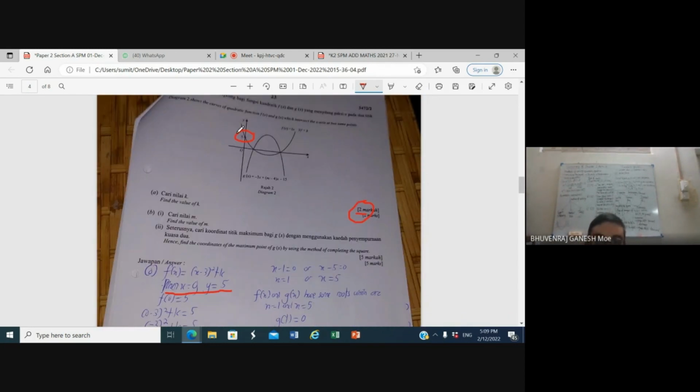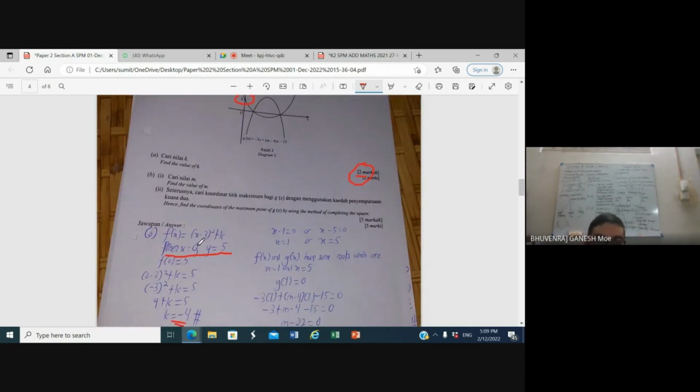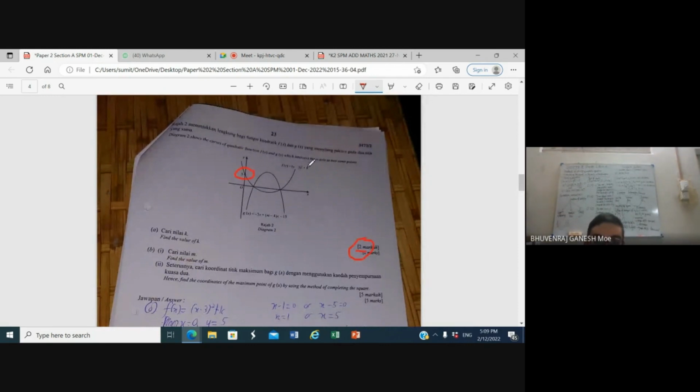So why I did this is because you see this curve touches at the point 0, 5, right? So I say f(0) is 5, meaning when x is 0, f(x) is 5, or y, because f(x) is y.